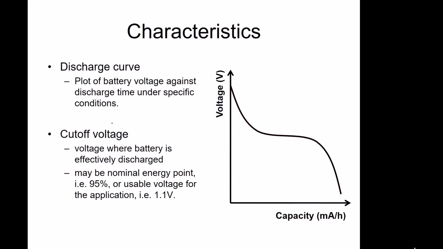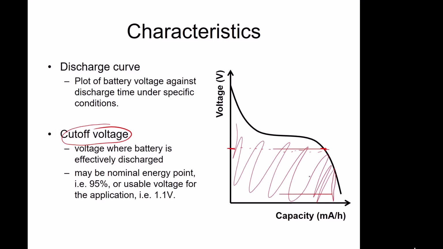The cutoff voltage is the voltage at which essentially the battery doesn't become useful anymore. So if there's a certain voltage you require from this battery, so it might be this voltage here, then the cutoff voltage corresponds to this point, this voltage level. If you're talking in terms of energy getting from the battery, so for example the 95% energy mark, so this might be this much energy here, then this would be your cutoff voltage.